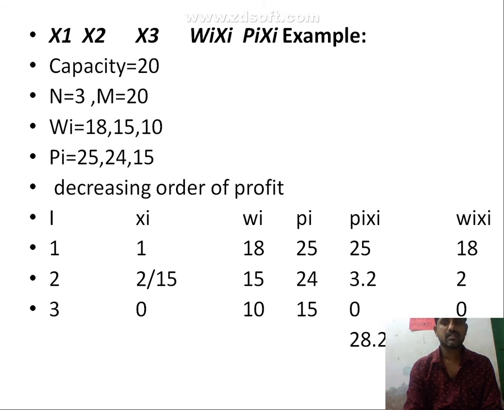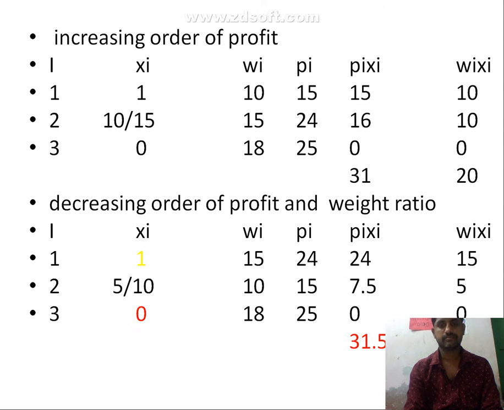So the total capacity is 20, n equals 3, m equals 20. The corresponding weights are 18, 15, 10 and the profits are 25, 24 and 15.